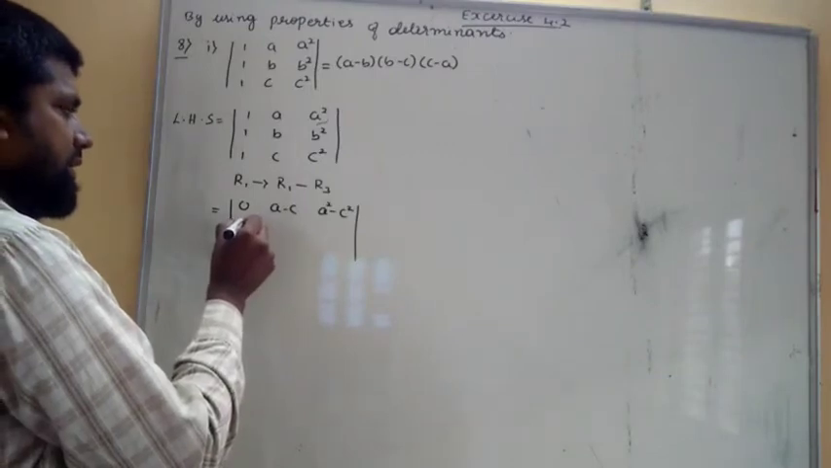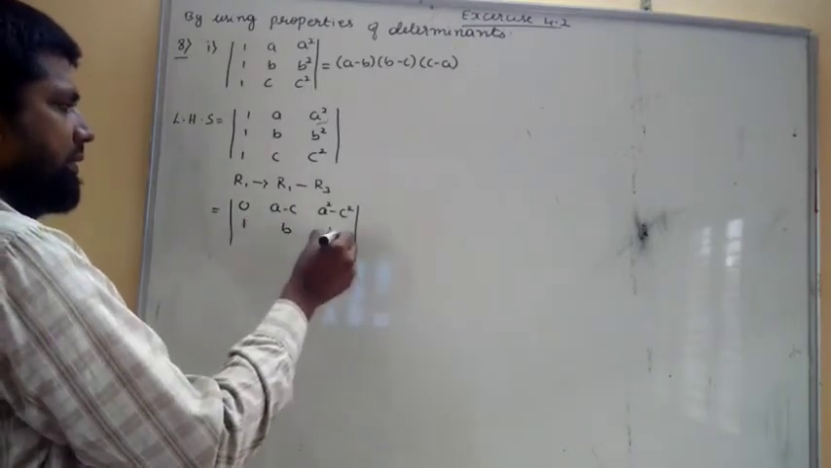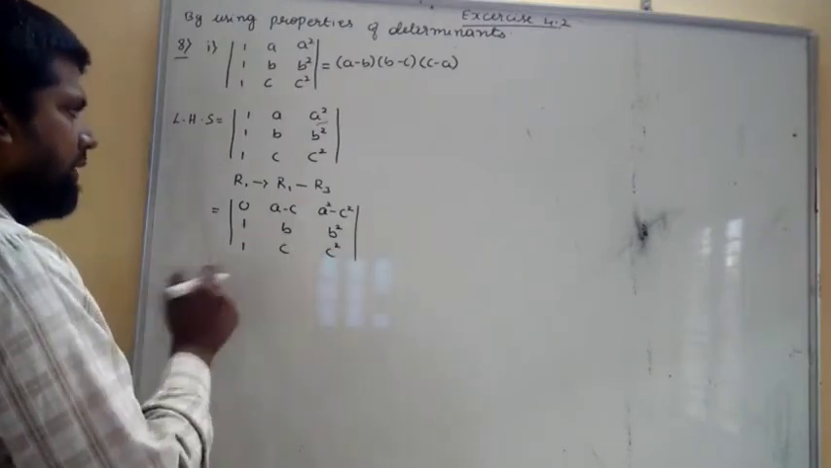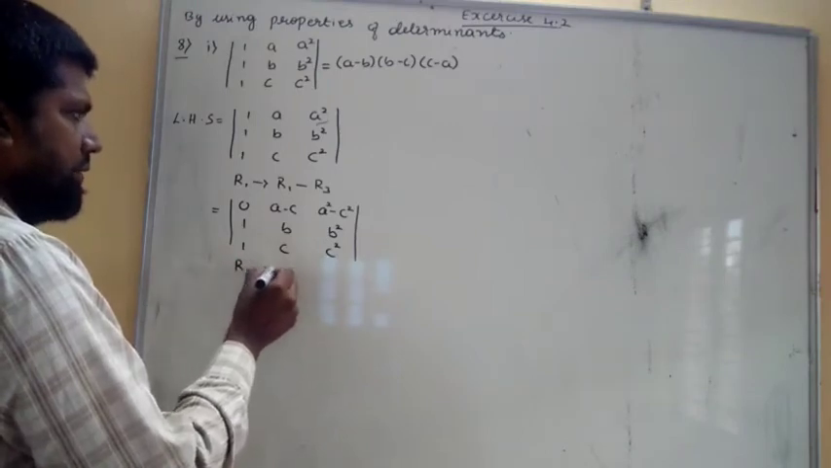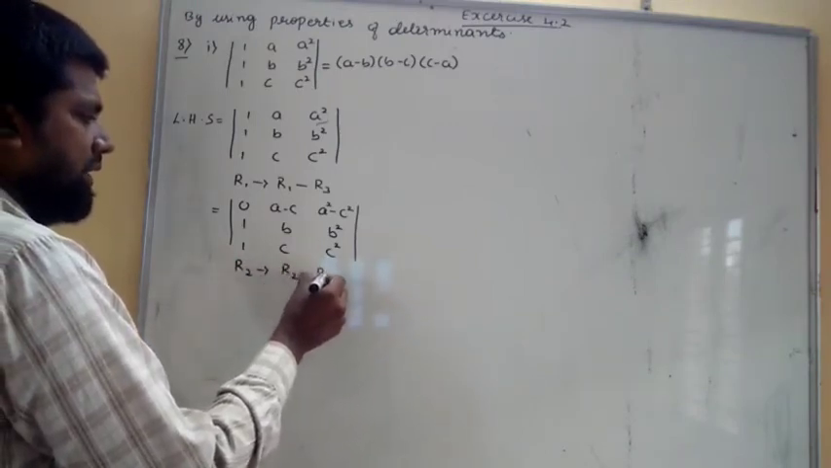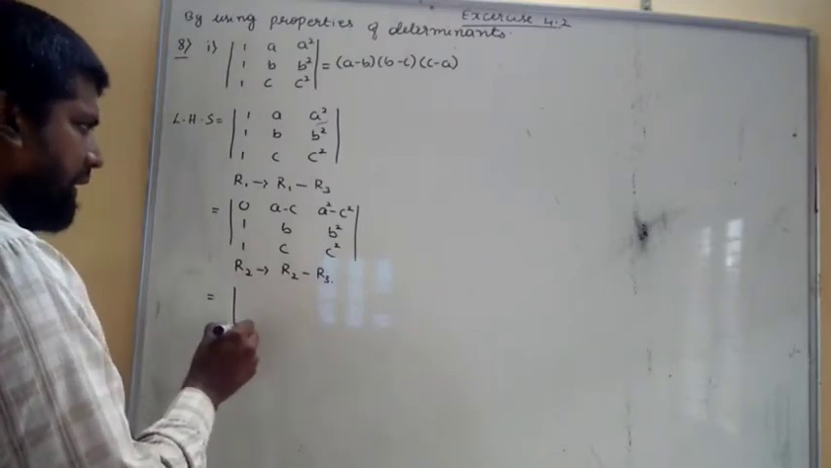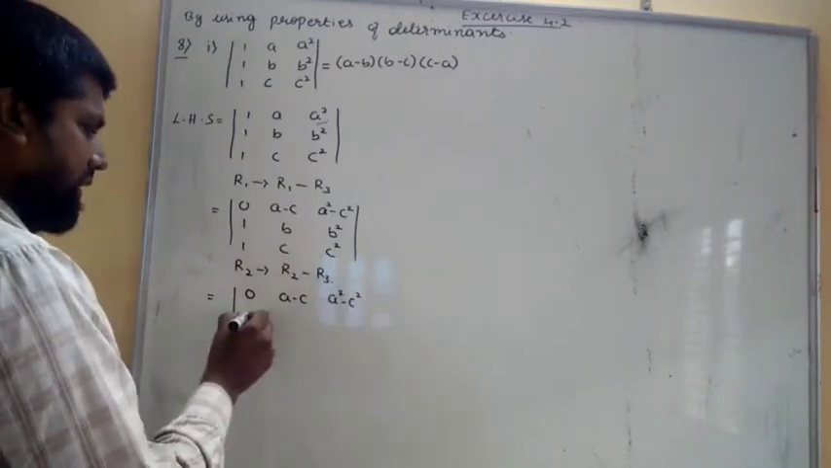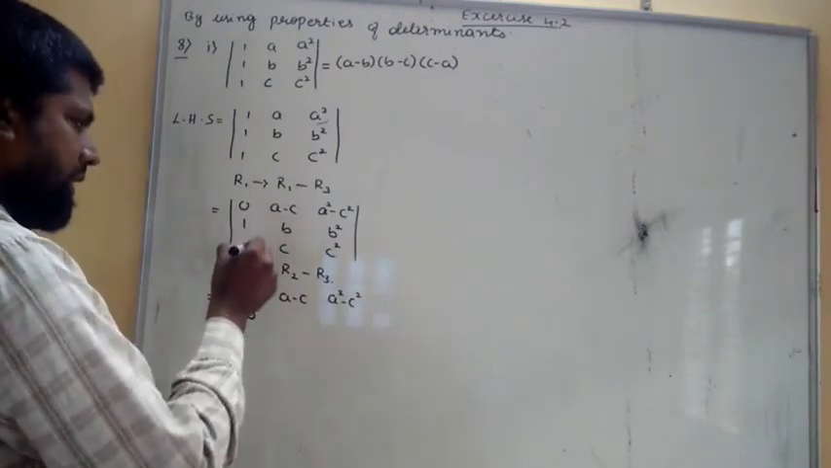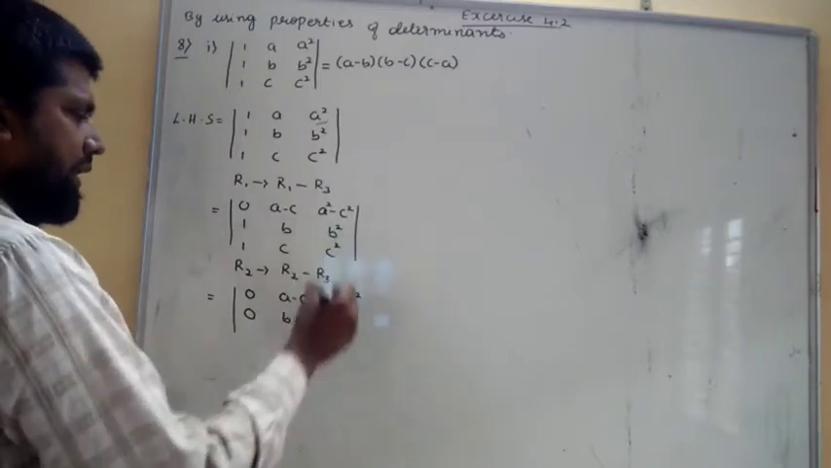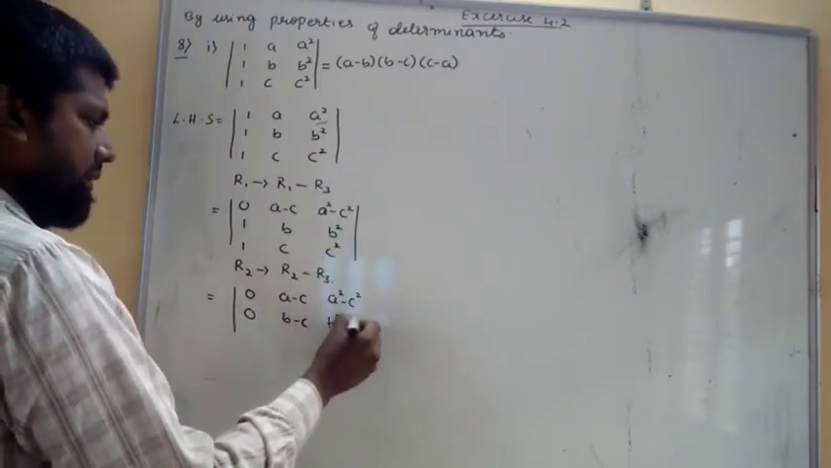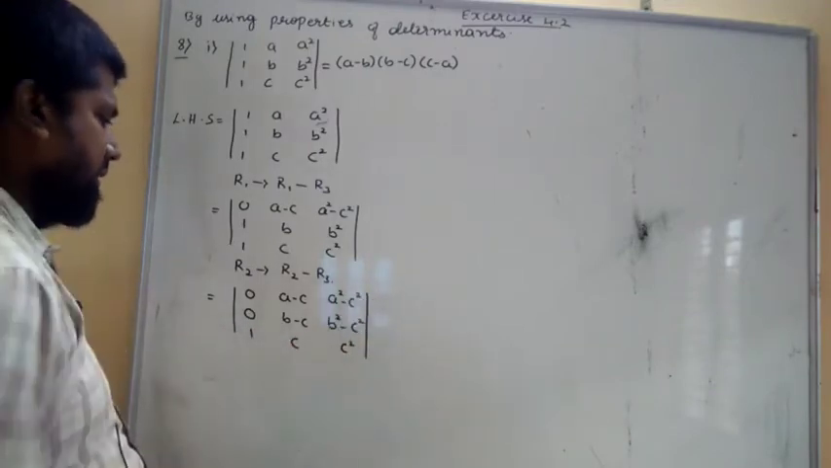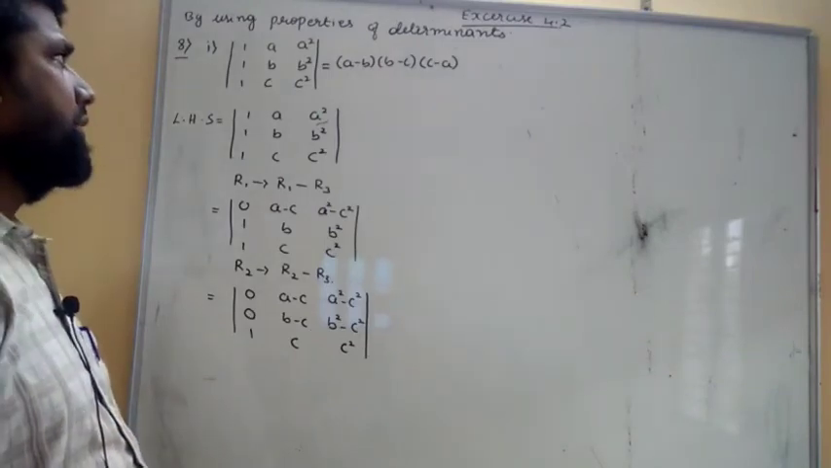You have to write as it is R2, 1B, B square, 1C, C square. Then if you change R2 to R2 minus R3, then 0, A minus C, A square minus C square, then 0, 1 minus 1 is 0, B minus C, then B square minus C square, then 1 C, C square. So this is the R3. So we should get the answer here.